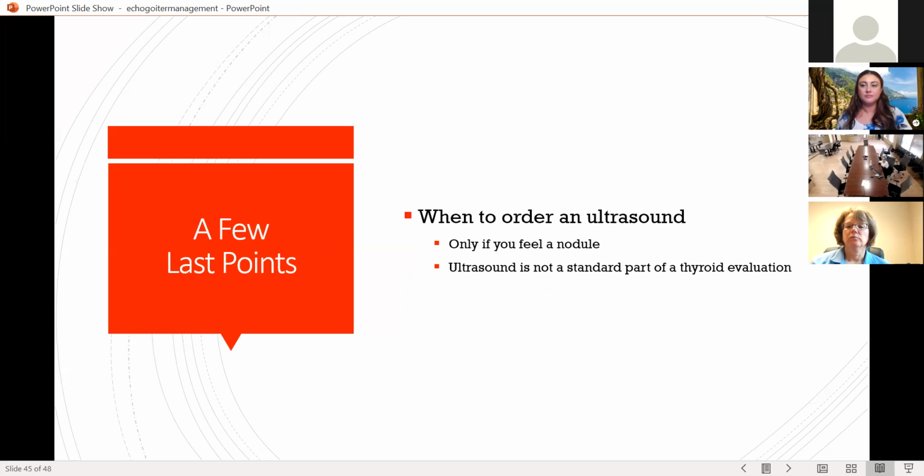You shouldn't order a thyroid ultrasound as a standard workup for a thyroid evaluation just because somebody says, I take levothyroxine, or I'm tired and my mom has hypothyroidism. An ultrasound to look at the structure of a thyroid gland is not a way to evaluate hypothyroidism or hyperthyroidism. It's just for evaluating a nodule.